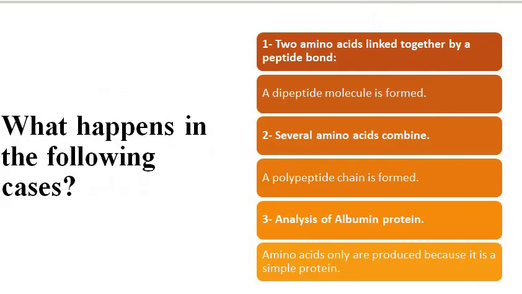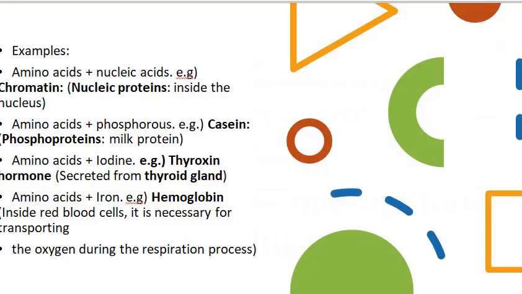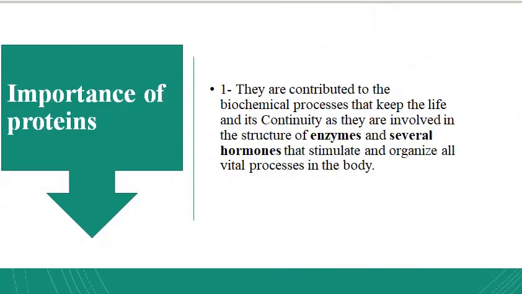So all of that is called conjugated protein: chromatin, phosphoprotein or casein, thyroxine, hemoglobin. All of that is called conjugated protein, as the amino acid is not alone, but attached to another element. Okay, what is the importance of protein?